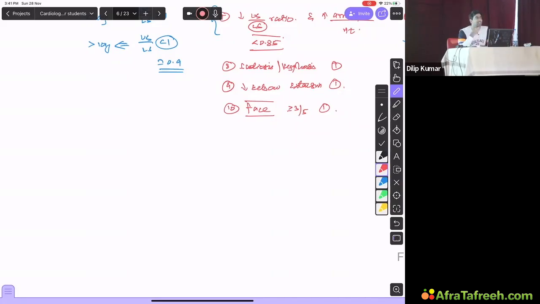And many patients will have retrognathia. What is retrognathia? Small chin. It will be receding inside. That's called retrognathia. Last but not the least, there is something called malar hypoplasia. They will not have a prominent malar component. So there will be malar hypoplasia. Out of 5, if you have at least 3, that carries 1 point.